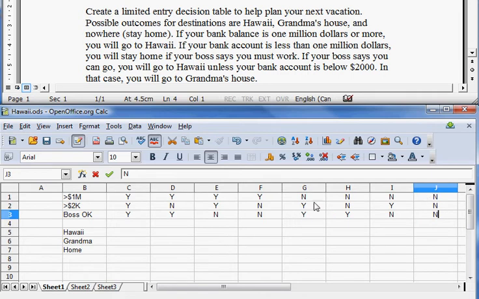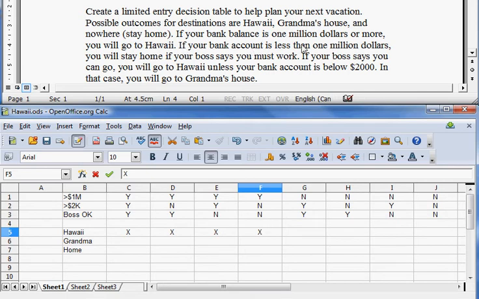Okay. So if we're reading here, if our bank balance is $1 million or more, we will go to Hawaii. Okay, so that means for every column that has a yes here in this condition, we're going to Hawaii. So we're going here, going here, going here, and we're going here. Okay. Now let's continue reading.